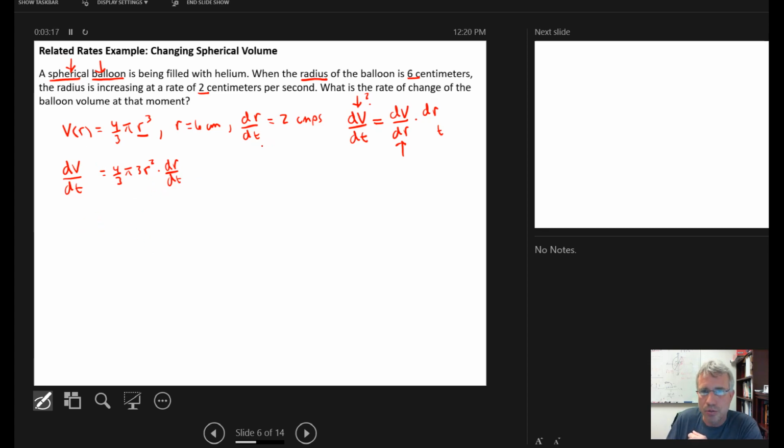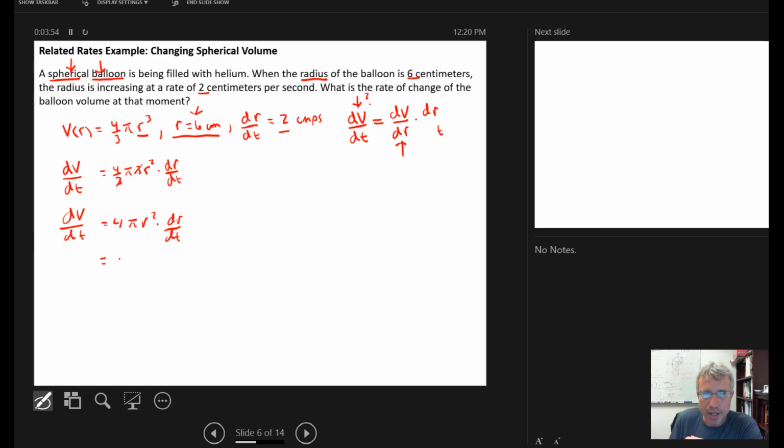Now I'm being asked to find the rate of change of that volume when the radius is at a specific moment in time, when the radius is 6 centimeters, and the rate of change of the radius is 2. So now it's just a matter of plugging in that information. Actually, I should simplify this first. So dV/dt equals, I can cancel those 3's, and that's going to give me 4 pi r squared times dr/dt, and now it's just a matter of replacing dr/dt with the 2 centimeters per second and the radius r with the 6 centimeters.